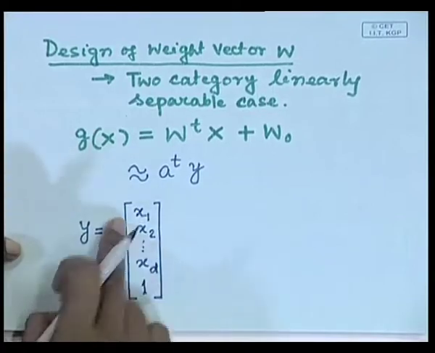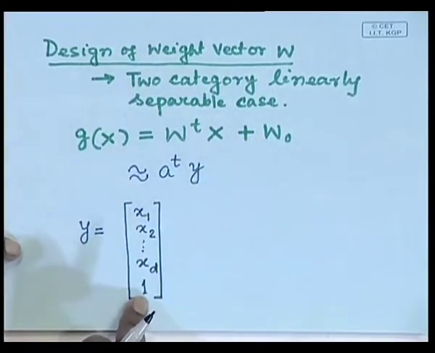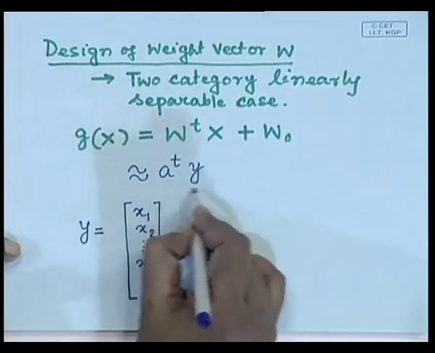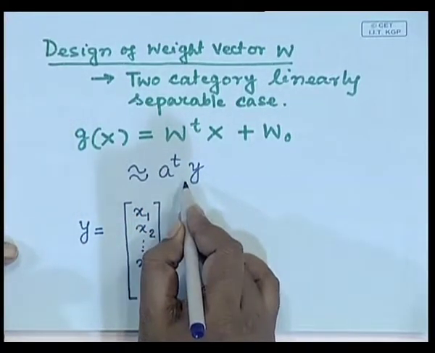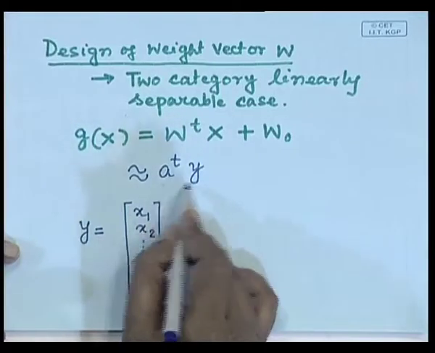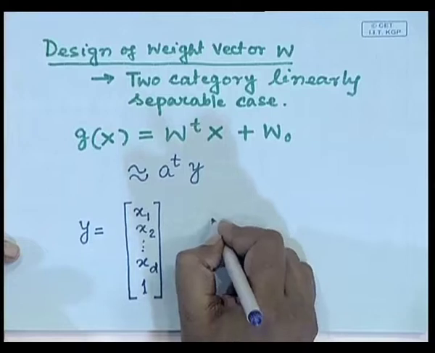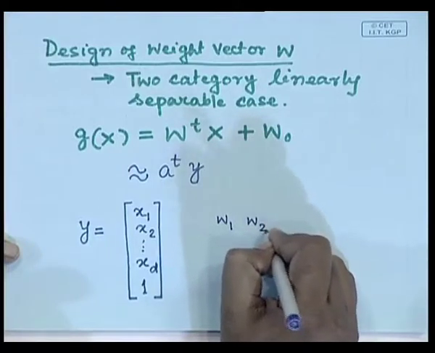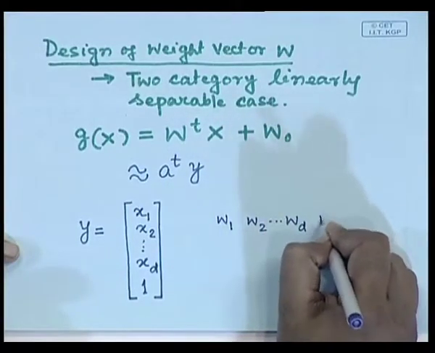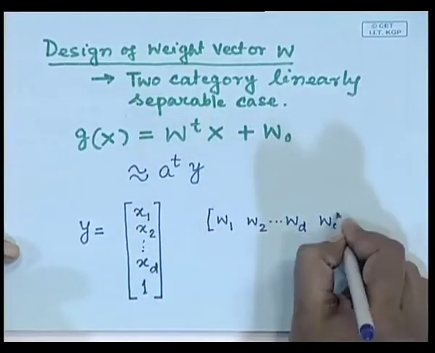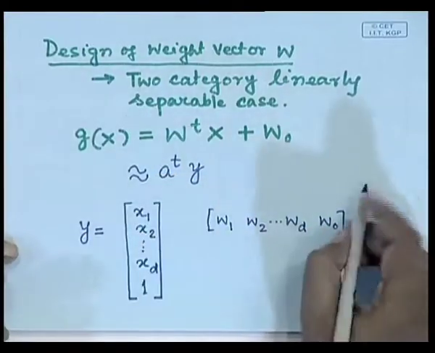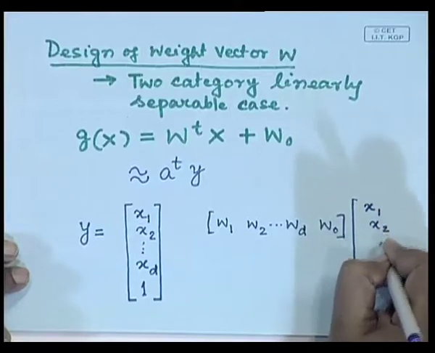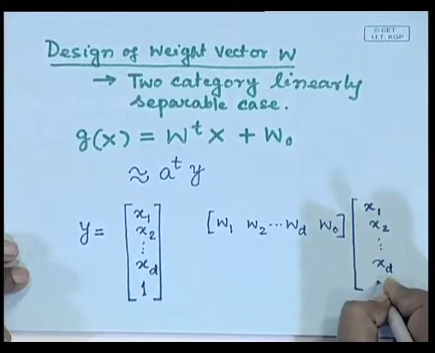So, if I do that for every x, if I augment 1 to give me an augmented feature vector y, then I can write this expression in a homogeneous form as A transpose y. Simply because what is this A transpose y? A transpose y is nothing but w 1, w 2 up to w d, w naught. This is a row vector because I have to take the transpose, multiplied by the column vector x 1, x 2 up to x d, then 1.